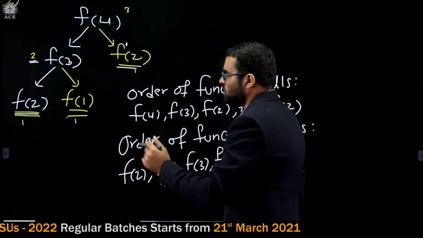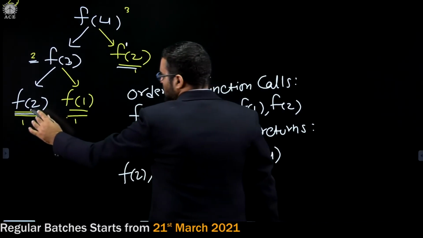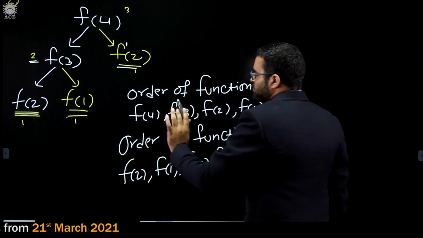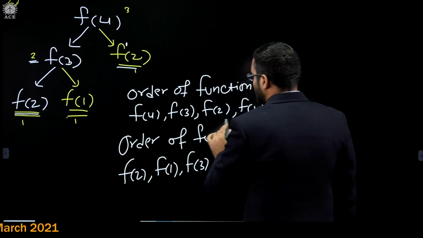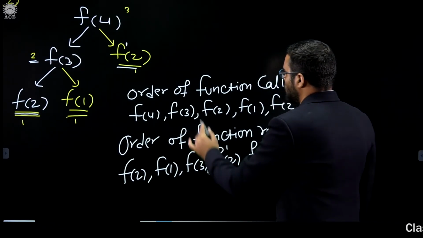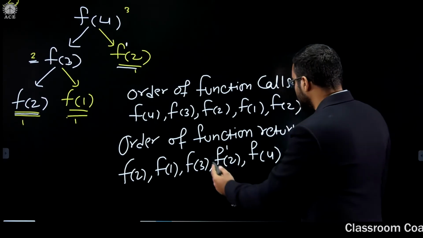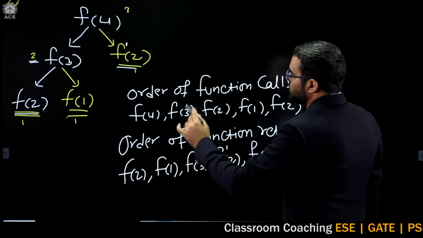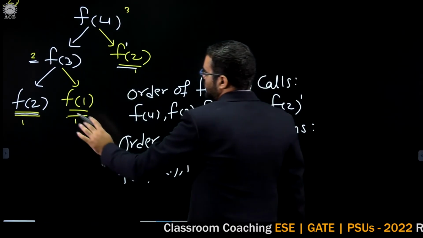Okay, so just to differentiate between this f2 and this f2, what we can do is put f2 dash here. Similarly, here also we can put f2 dash. Now this is the order of function calls, and this is the order of function returns. Now, consider this as a tree.